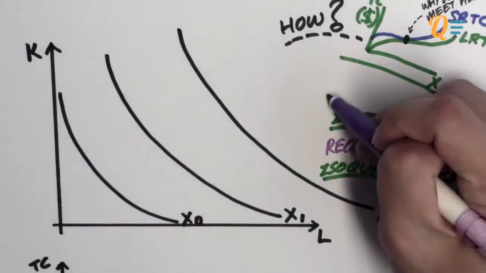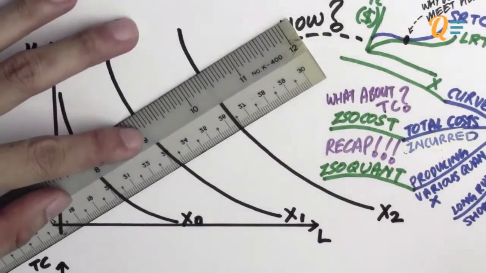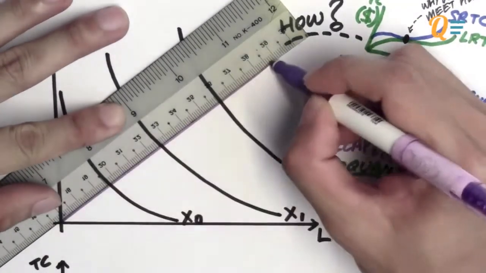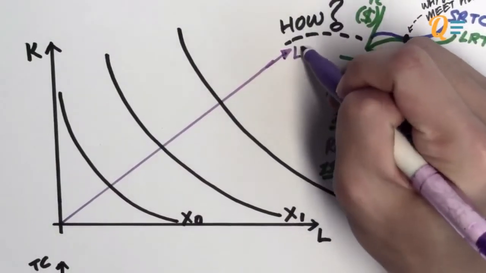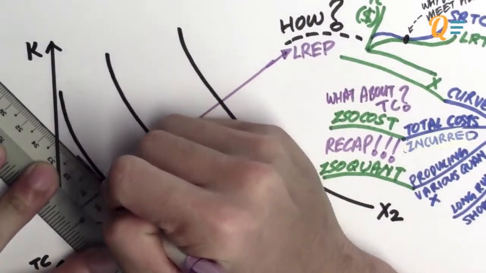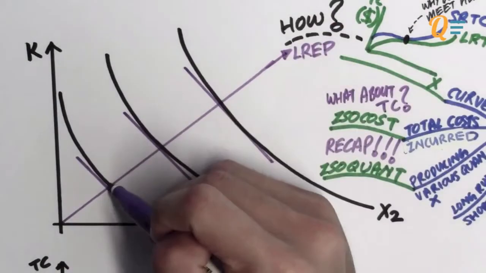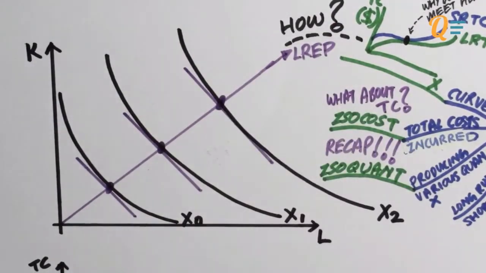So how do we find the total cost using the isocost? Well, I hope you recall the concept of the long run expansion path, because this expansion path contains all the points where the isocost is tangent with the isoquant, just like what you see over here. Okay, so these are the 3 points that the firm will be producing at. This is going to show the amount of labor and capital they're going to need to be producing these quantities of X0, X1 and X2.